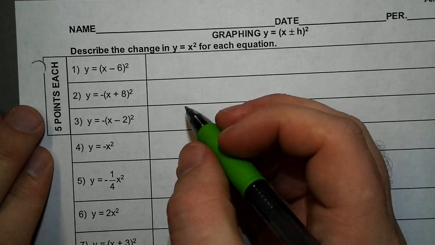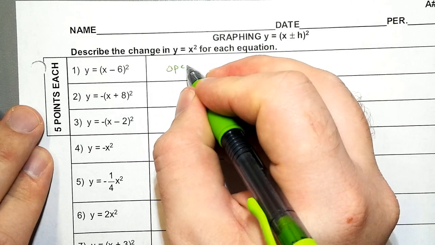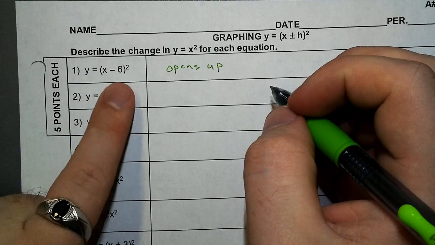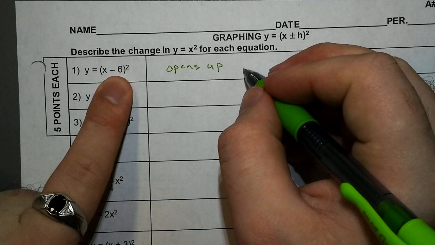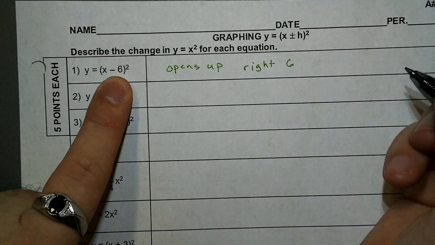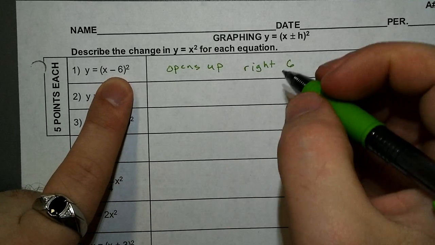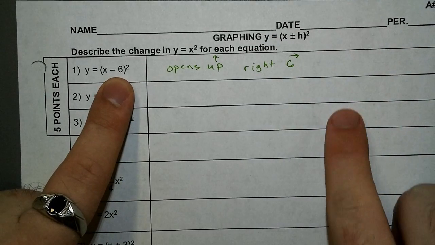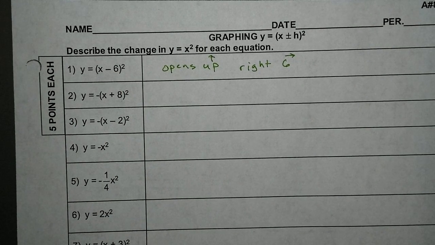So like, for example, on number 1, it's positive in front, so that's going to be opens up. And the x minus 6 is in parentheses, so it's moving to the right 6 because the x lies. So it moves to the right 6. And really, that's all you need. Okay, so use words. You can draw pictures if you want to use arrows. You could have written opens up or to the right 6. But I just want descriptions on these first 12. You don't have to graph it, but if it helps you, you may graph it on your calculator to check.